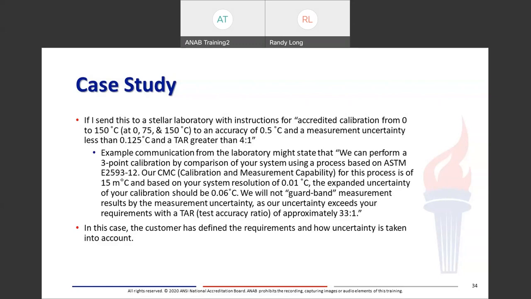Our measurement process is 15 millidegrees C. What's your system resolution? The expanded uncertainty will be 0.06. We will not guard band measurement results by the measurement uncertainty, as our uncertainty exceeds your requirements with a test accuracy ratio of approximately 33 to 1. In this case, the customer has defined the requirements, which the lab probably loves.